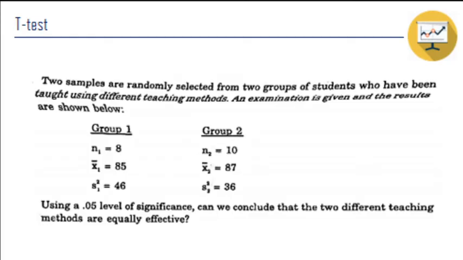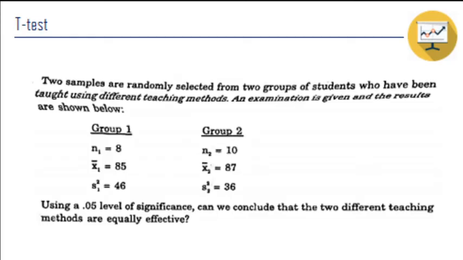Yung sample size ng group 1 ay 8, sample size ng group 2 is 10. The mean for group 1 is 85, mean for group 2 is 87, and the standard deviation for group 1 is 46, and standard deviation for group 2 is 36. Using a 0.05 level of significance, can we conclude that the two different teaching methods are equally effective?